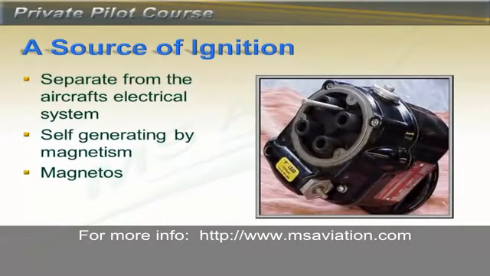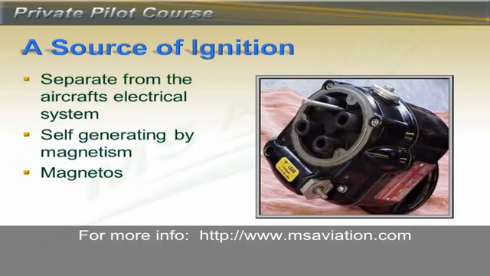So the last thing we need to explore to finish off how the engine works is where the spark comes from. In order to ignite the fuel-to-air mixture in the cylinders, which was provided to us by the carburetor through the intake manifold, we've got to have a source of ignition. The ignition comes from a device called a magneto.